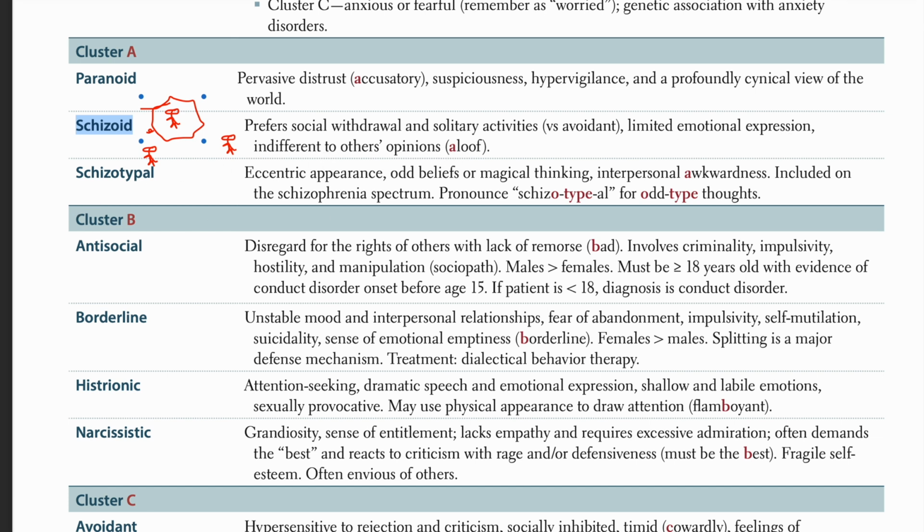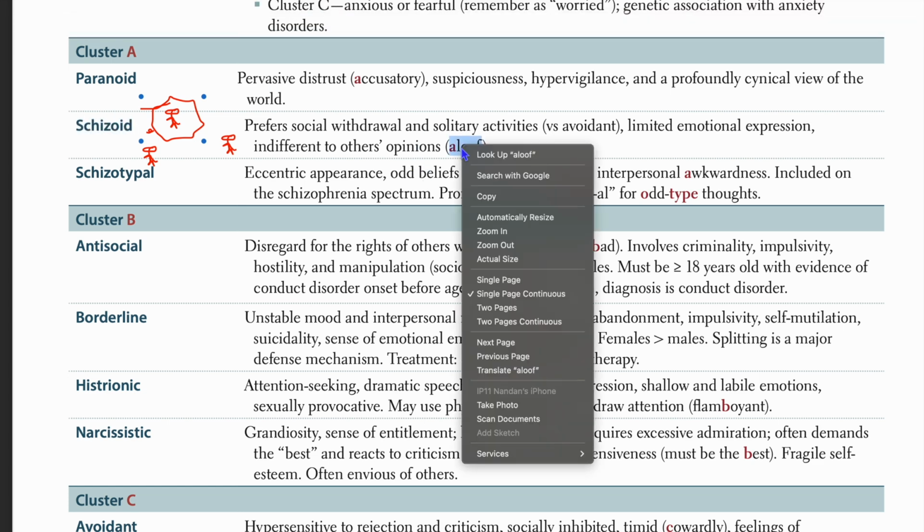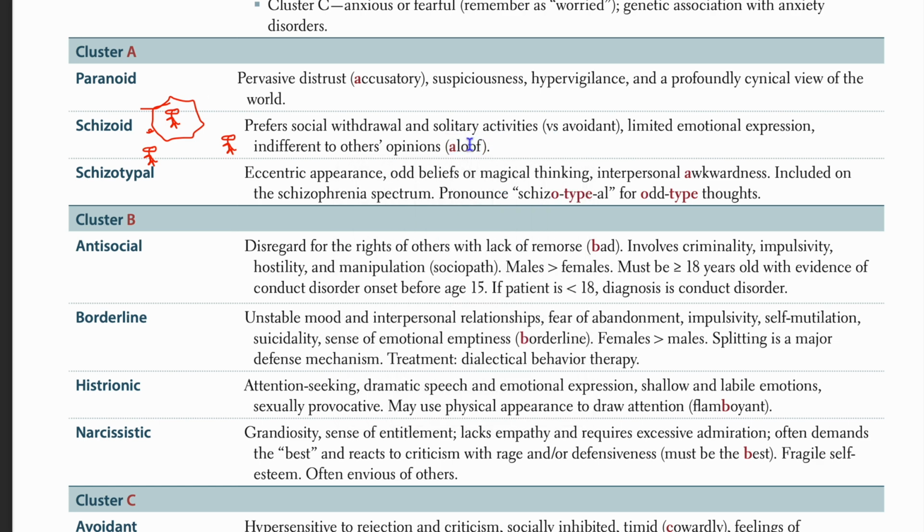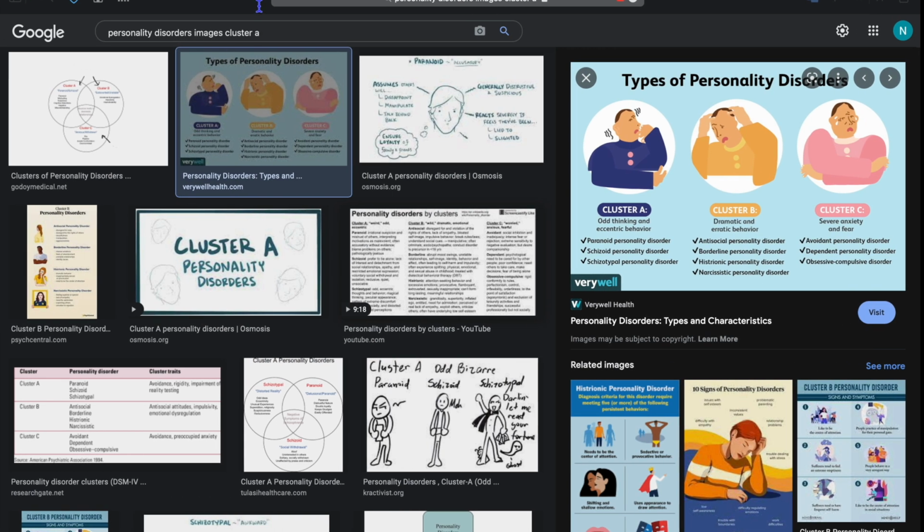They're aloof, and what aloof means is not friendly or forthcoming, cool and distant, right? They were courteous but faintly aloof. So probably like Robert Pattinson from Twilight. Okay. Schizotypal, again, they believe in all the magic stuff and crystal balls, fortune reader, and all that stuff. Paranoid, they just accuse and are suspicious. On to cluster B.